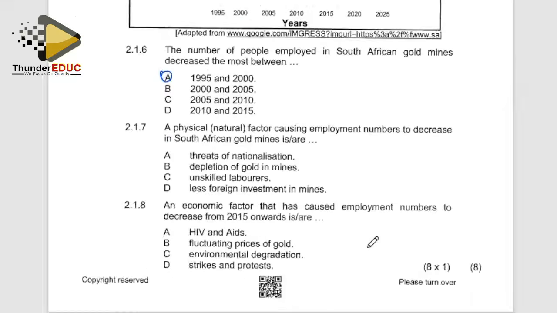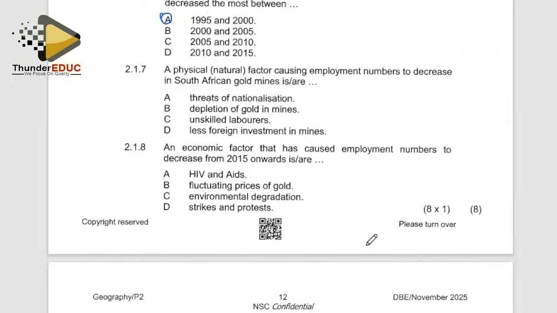Right, moving to the next question: a physical or natural factor causing employment numbers to decrease in South Africa. We are looking at a natural factor. The physical, or natural, factor causing the decline here is the depletion of gold in mines. We understand that gold is a non-renewable resource, and the more we extract, the more it gets depleted. So the mines no longer have the same reserves as they used to have in the olden days, and for the same reason, they must also downsize their workforce.